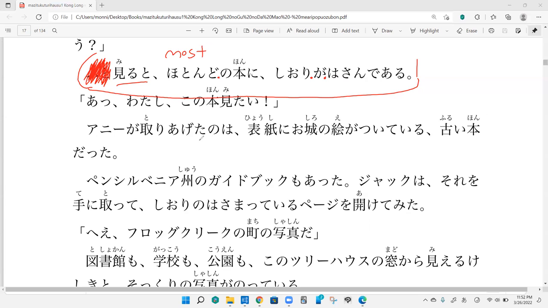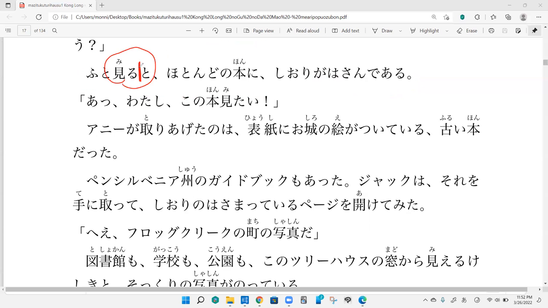ほとんどの本に、しおりが挟んである。So there's a bookmark in most of the books. Exactly. Inside, I guess. Perfect. 見ると. You got this one right earlier. See if you still remember it.